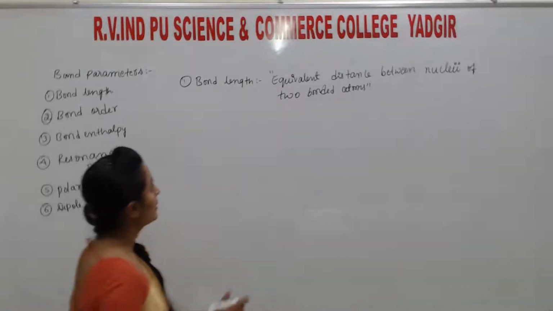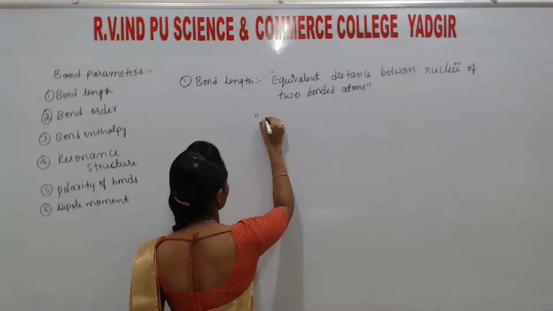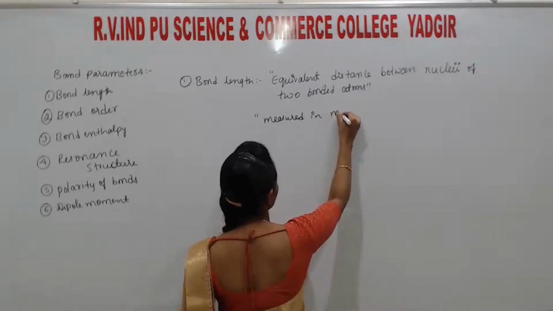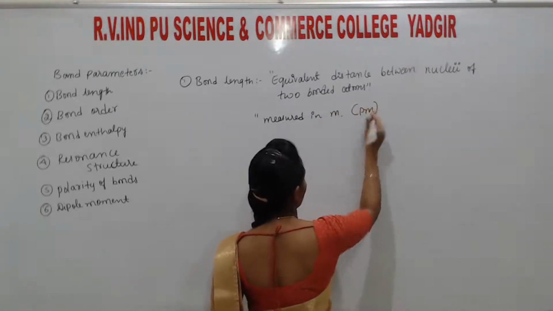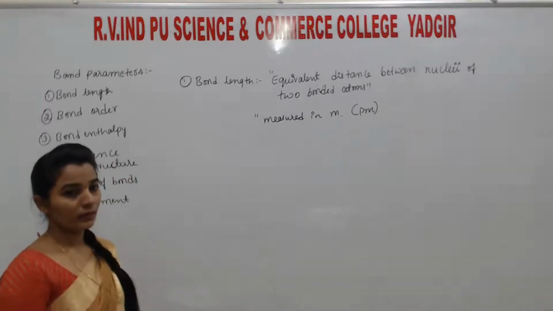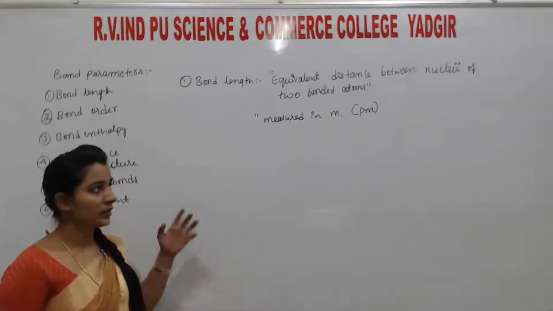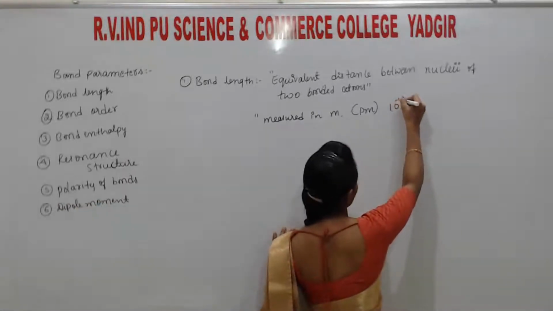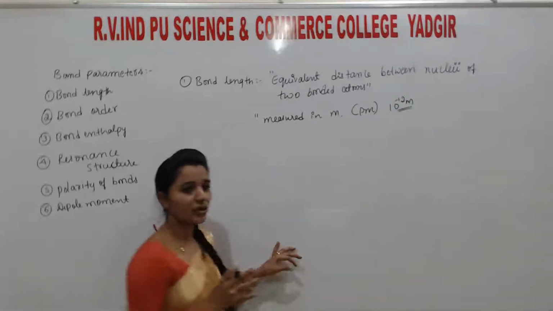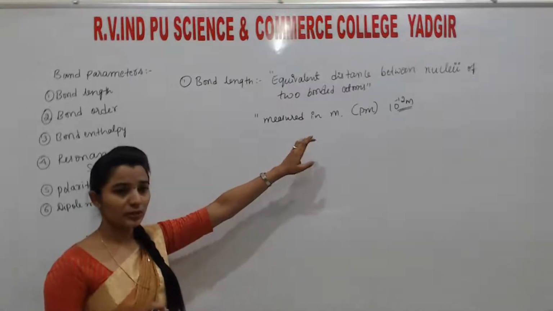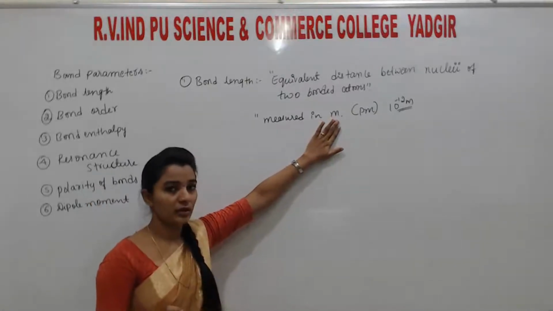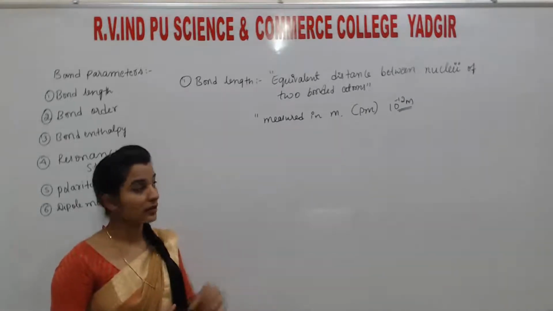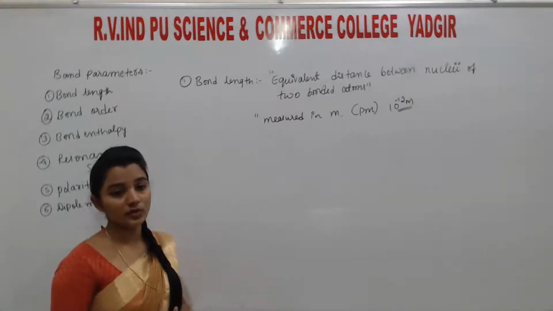This bond length is measured in meters, specifically picometers. Are you getting? It's not centimeter or millimeter; it's picometer. Pico means 10 to the power of minus 12 meter. Or angstrom also, but most of the time it is measured in picometer. Why? Because the distance between the atoms is very, very small, 10 raised to minus 12 meters.